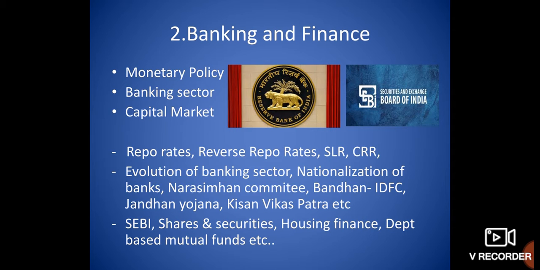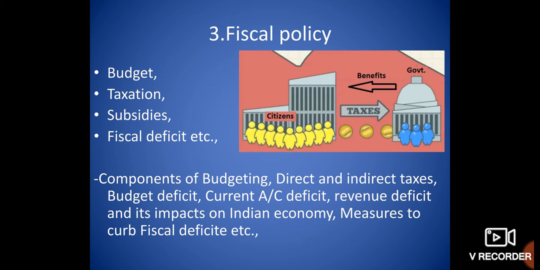In the aspect of capital market, I have gone through SEBI, shares and securities, housing finance companies, and the debt-based mutual funds, etc. In the third aspect, I have explained the budget, taxation, subsidies, fiscal deficits, etc. I have briefly explained the components of budgeting, direct and indirect taxation, budget deficit, and I have observed the current account deficit, revenue deficit, and its impact on the Indian economy, the measures to curb fiscal deficits, etc.